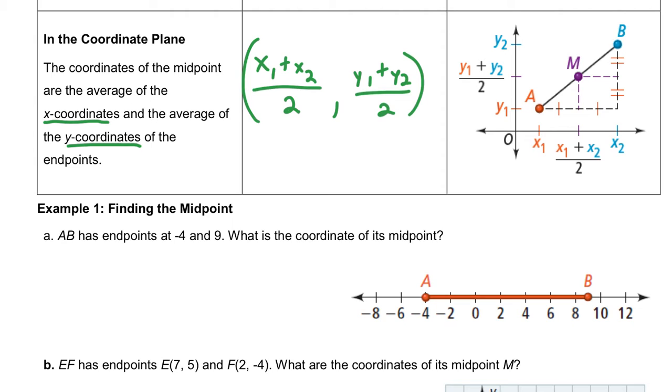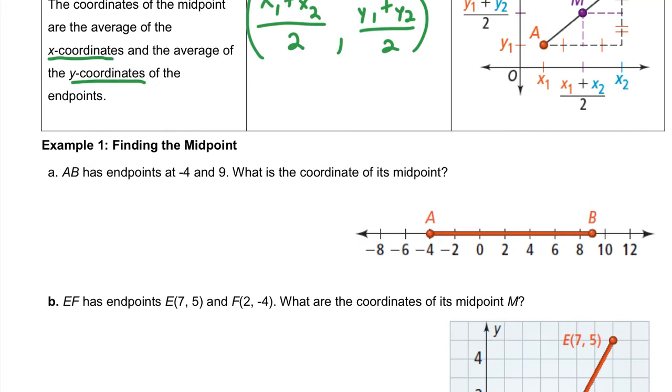And that's a coordinate. So it's an ordered pair, parentheses on the outside, comma in the middle. So it's an ordered pair. The midpoint in a coordinate plane is an ordered pair. Midpoint on a number line is just a single value.